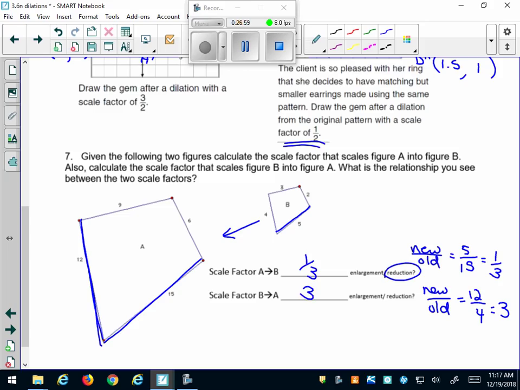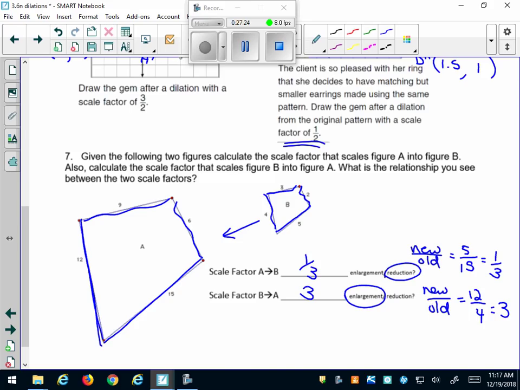From B to A, is that an enlargement or a reduction? Enlargement. Notice that if you had picked a different side, 2 over 6 is 1/3, 3 over 9 is 1/3, 4 over 12 is 1/3. It doesn't matter which side you pick. If it grew proportionally, then all the sides will have the same scale factor, same ratio.